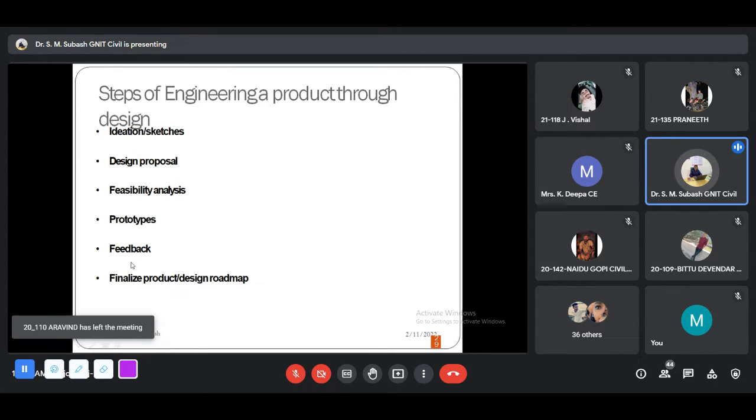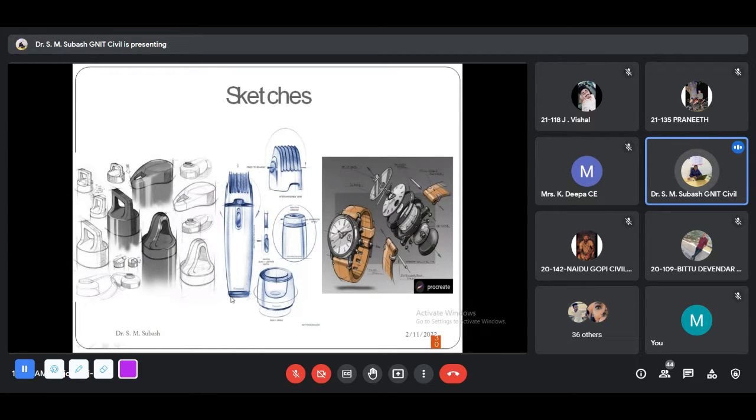This is the main thing: get the feedback on whether the public will accept your product. Then finally go for the products. Here the cost, amount, everything will come. So first you create your sketches.